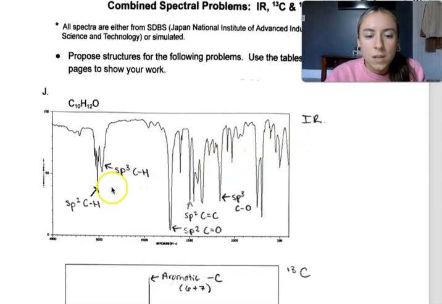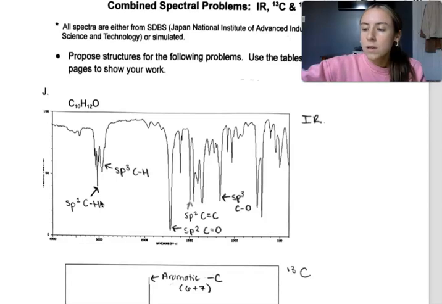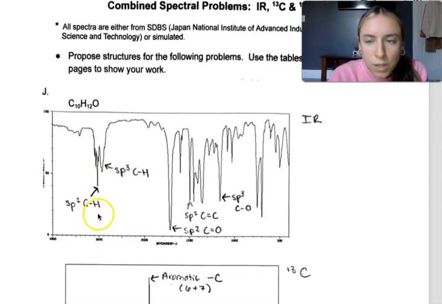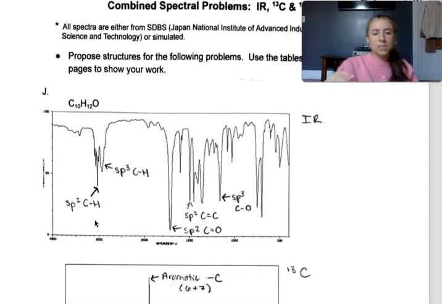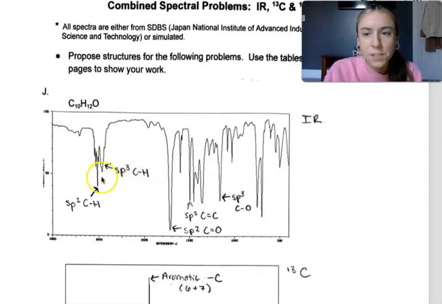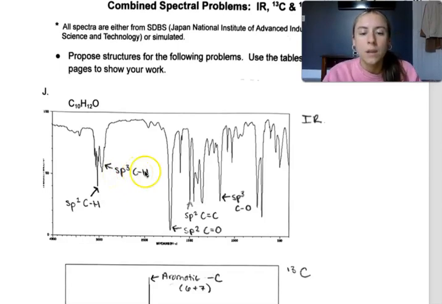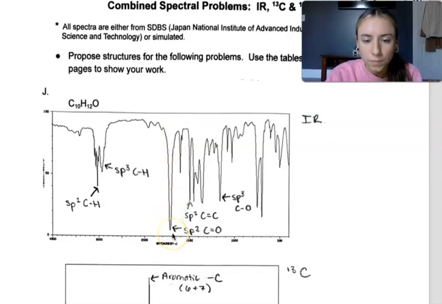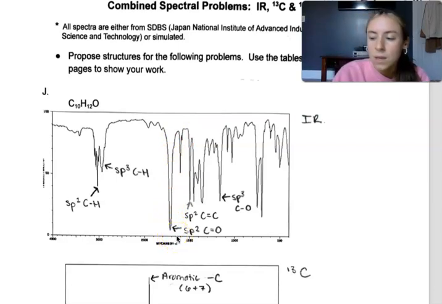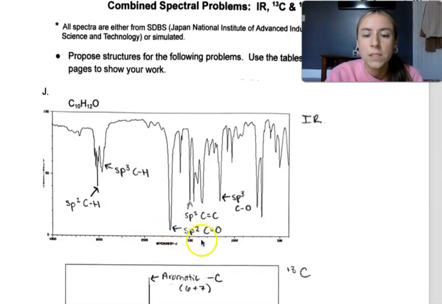You can see here, right about 3,000, it's a little bit over, so like 3,050, is an sp2 CH. This next one is about 2,950 range. That one's sp3 CH, I found it to be. This really strong peak here, that one's about 1,700. I found that to be sp2 C double bond O.